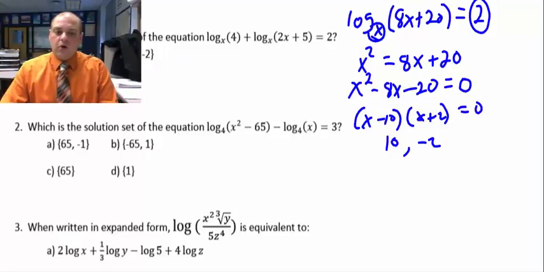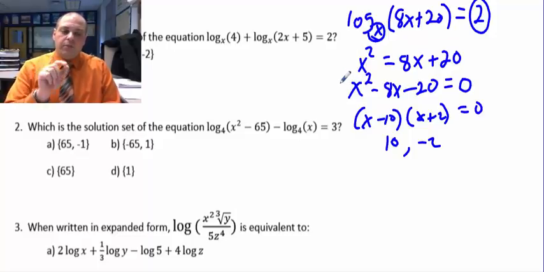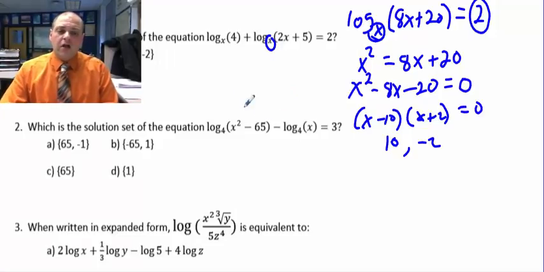All right, so 10 and negative 2 are the possible choices. However, you need to check. You plug the negative 2 in for the base, you get a base of negative 2. You can't have a negative base for a log. So we have to reject that negative 2, and the answer is just the set containing 10. So be sure to check.